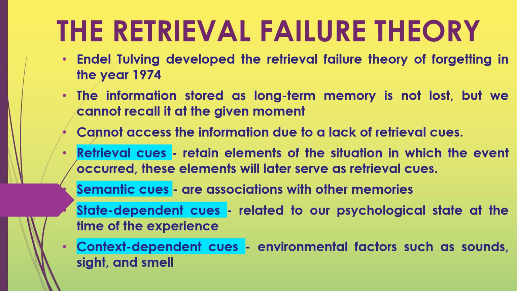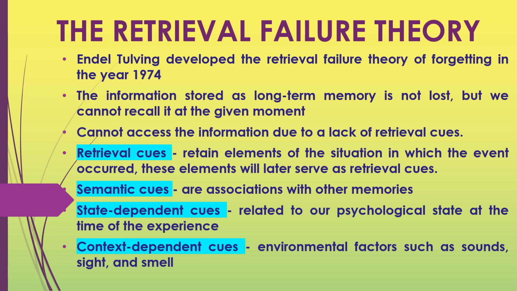Let's see what retrieval cues are. A retrieval cue is a trigger that helps us remember something. When we create a new memory, we also retain the elements of the situation in which the event occurred. These elements will later serve as retrieval cues. The information is more likely to be retrieved from long-term memory with the help of the relevant retrieval cues. Conversely, retrieval failure, or cue-dependent forgetting, may occur when we cannot access the memory cues.